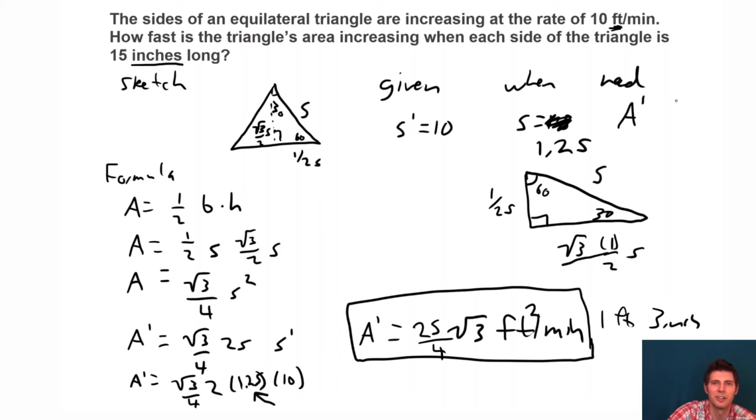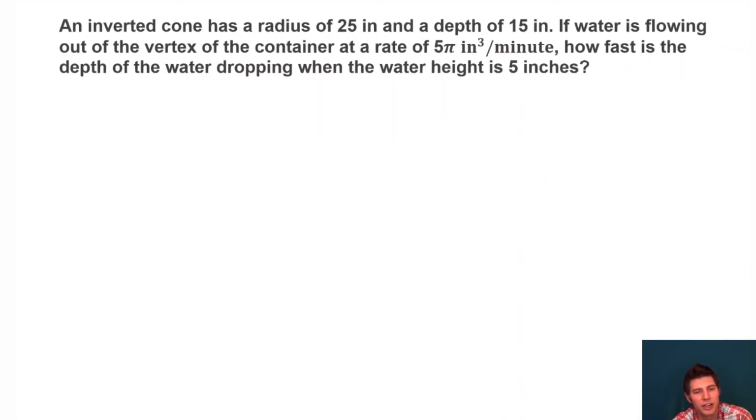Let's go on to the next one. An inverted cone has a radius of 25 inches and depth of 15 inches. If water is flowing out of the vertex of the container at a rate of 5 pi inches cubed per minute, how fast is the depth of the water dropping when the water height is 5 inches? So, sketch for sure.